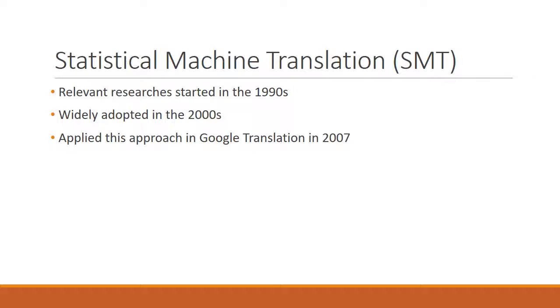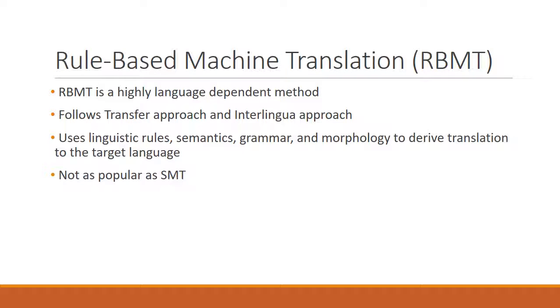This approach showed much potential in an IBM-funded automatic translation project during that time. This technique was widely adopted in the 2000s. Google also applied this approach in Google Translate in 2007 until it was replaced by GNMT in 2016.